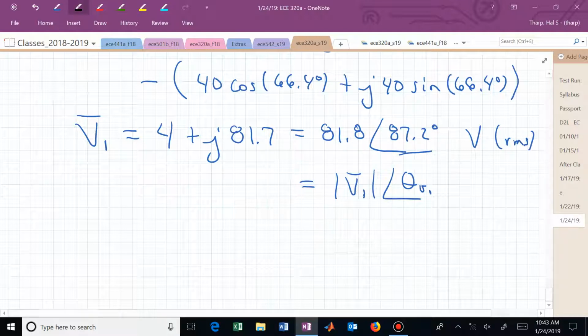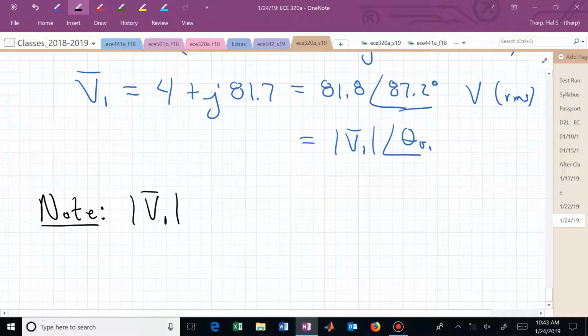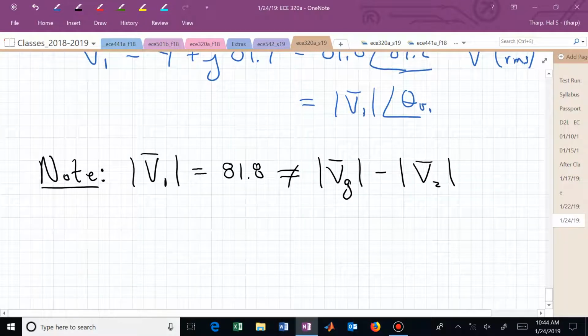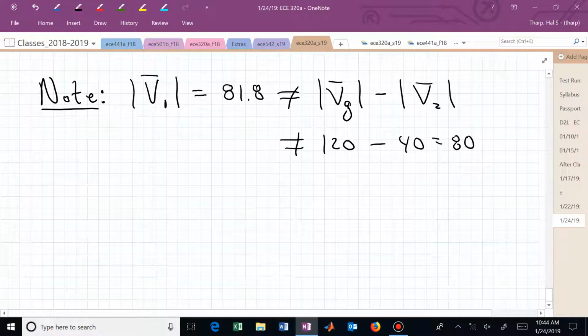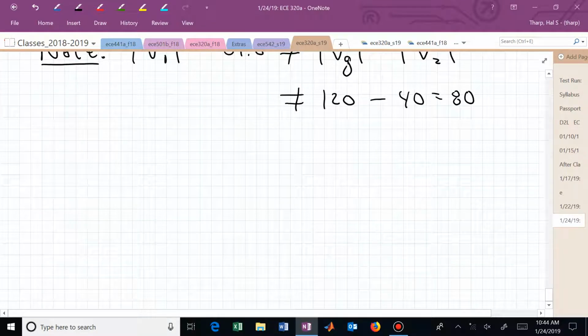What I would like for you to realize, although it's fairly close because we don't have much difference in these angles, is that the magnitude of V1, which is 81.8, is not quite equal to the magnitude of V sub g, which was 120, minus the magnitude of V sub 2, which was 40. So that's not equal to 120 minus 40 equals 80. It's pretty close in this particular example, but it's not the same. That's not a numerical rounding error. And you can see that in a picture.